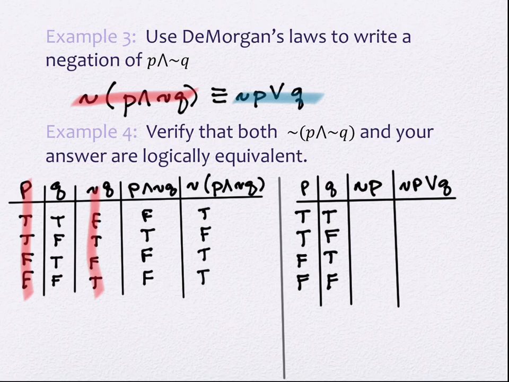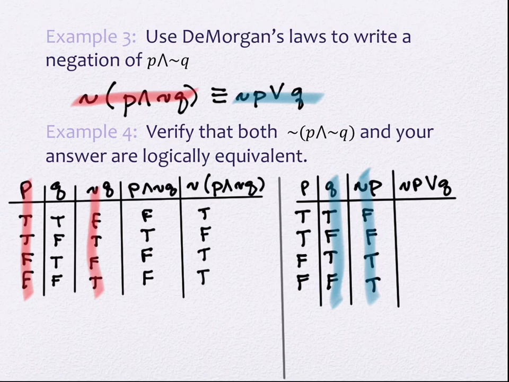What is my tilde P column going to look like? False, false, true, and true. It's the reverse of column P, the first column. Now I'm going to consider Q and tilde P, and it's an or statement. When is an or statement true? When at least one of them is true, right?